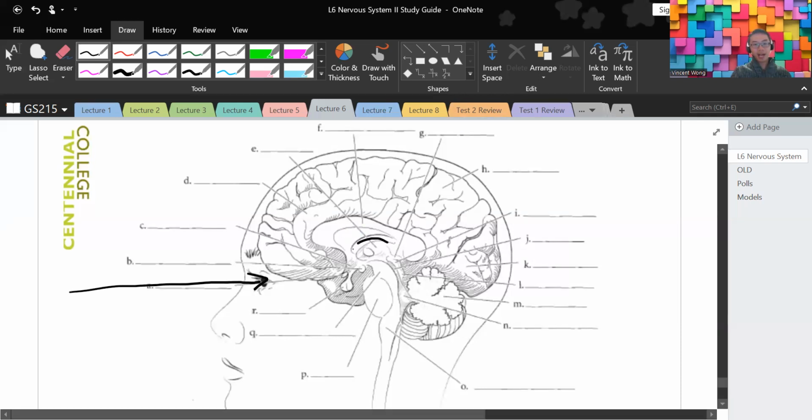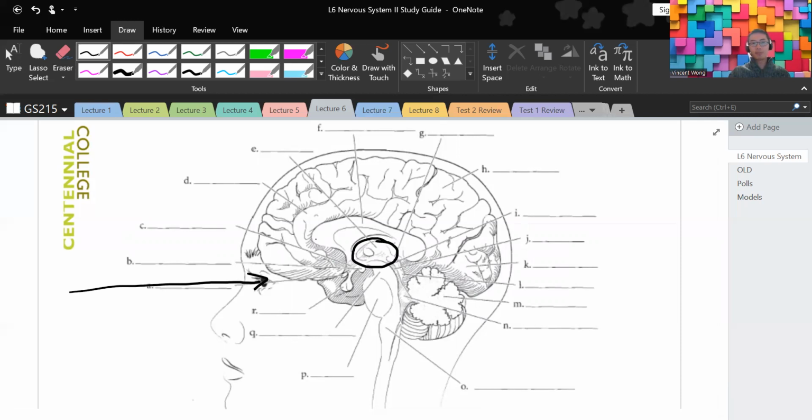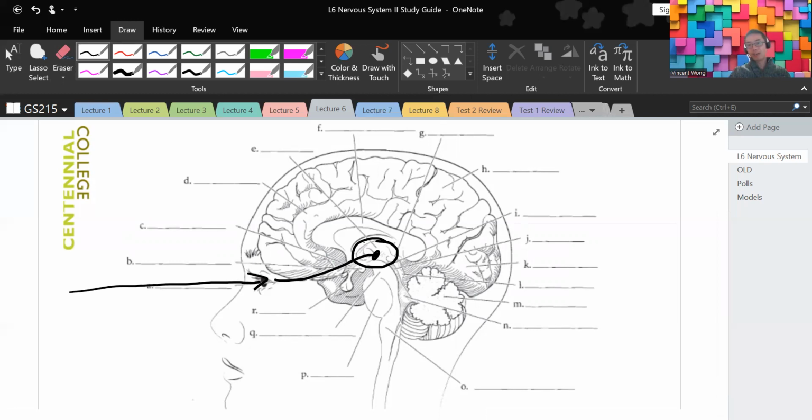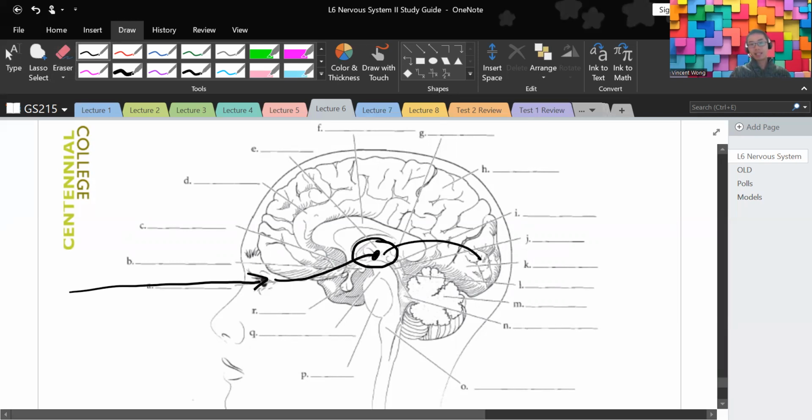And that is the thalamus right here. The thalamus is responsible for filtering sensory information. All the sensory information, except for smell, will have to go through the thalamus first. So from the eyes, it will send the information to the thalamus, and the thalamus will decide for you if it's something that's important. In this case, the car coming towards you is very important, so it will get sent to the occipital lobe. Does that make sense?